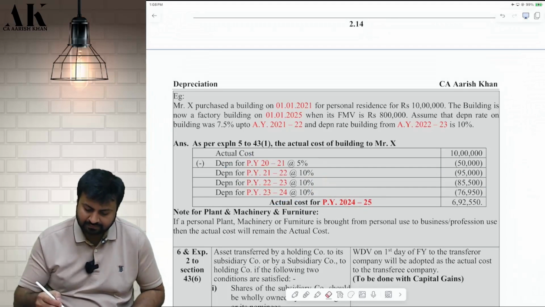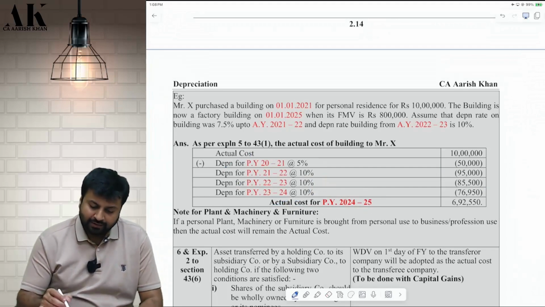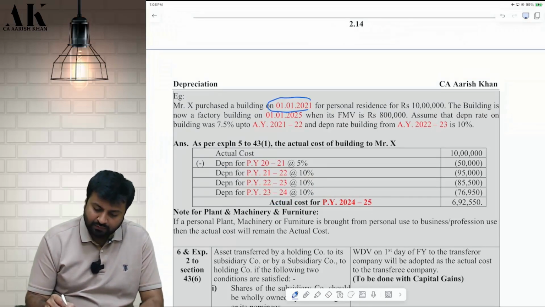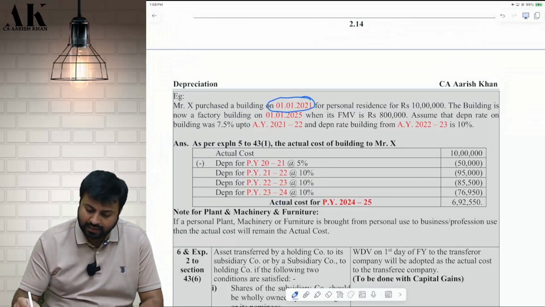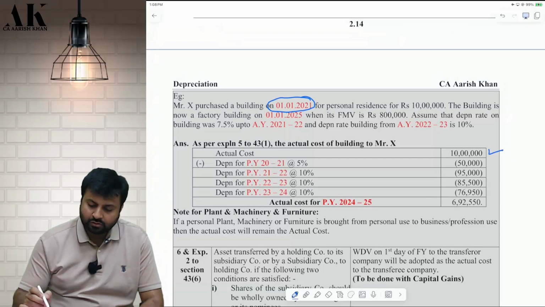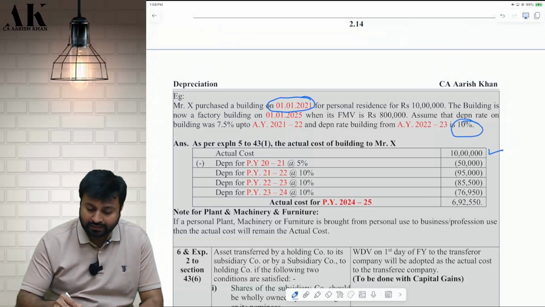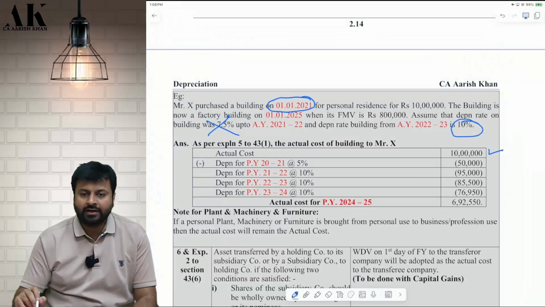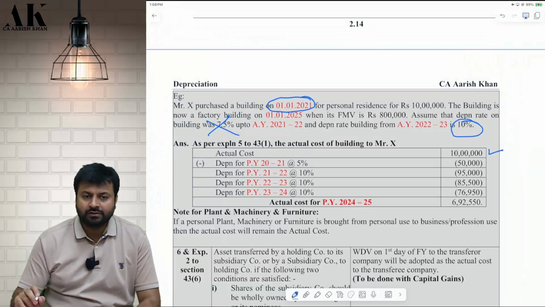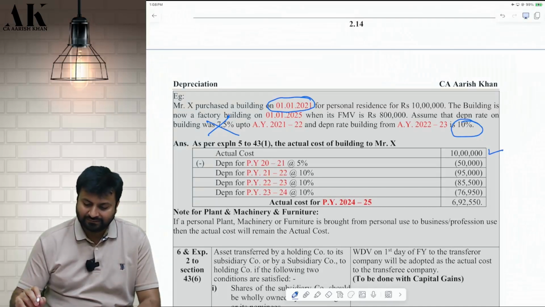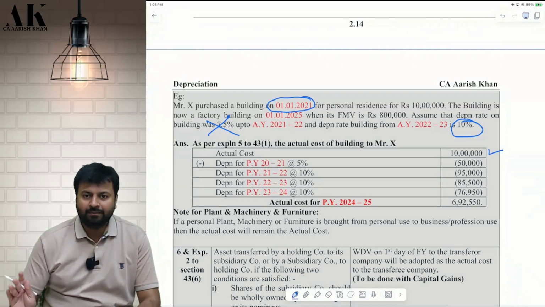6,92,550. Perfect. So the building was purchased in 2020-21, correct? For 10 lakh rupees. So you have to take today's rate. Don't take the rate which was there in earlier years, correct? This is what the law says. Yes or no? Palani, what are you saying? The depreciation for the year of conversion also should not be taken, sir. No, it cannot be taken for that year. Only up to the preceding year, up to the last year.